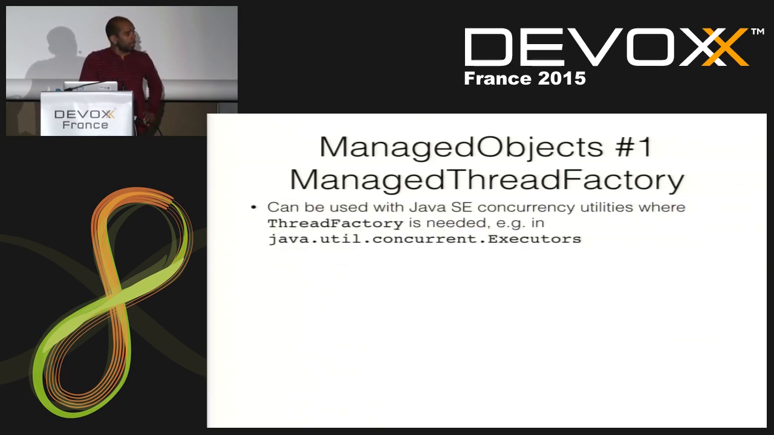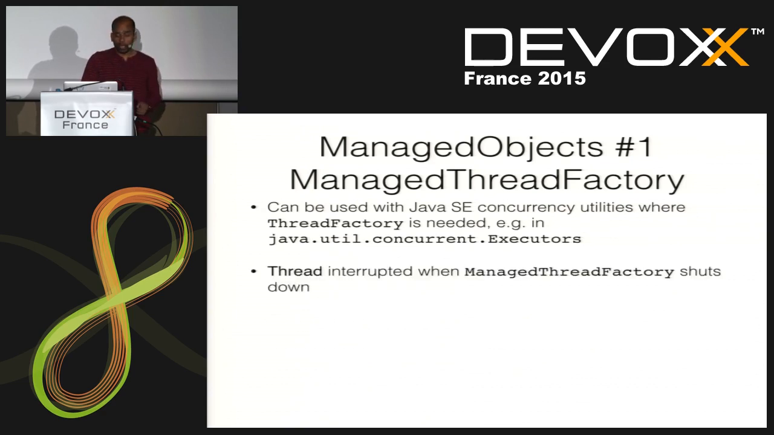Now, any thread that is created with ManagedThreadFactory can be used with your standard Java SE application. So you can say java.util.concurrent Executors. Let's say you're creating an executor using this Executors utility class, and then you create a thread where you pass a thread factory. It will actually be a Java EE managed thread in that sense. Now, when the thread is interrupted or when the managed thread factory shuts down, you get a notification that, okay, now the thread is shut down.